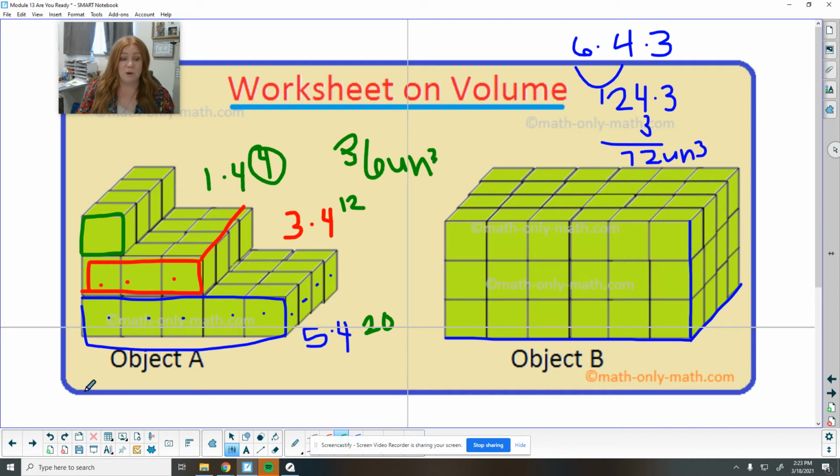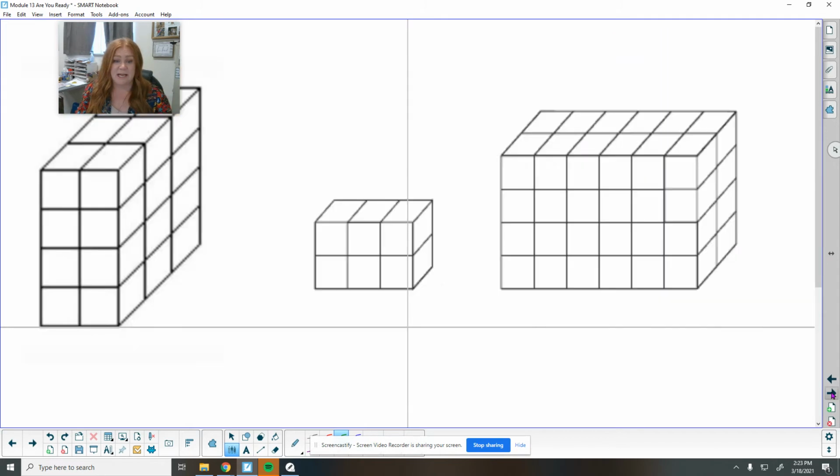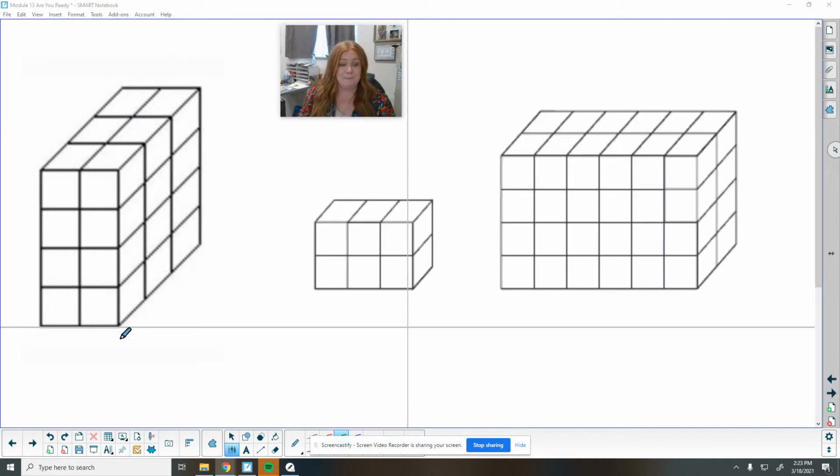Now, one thing we don't want to do is just count the cubes, because we'll miss these cubes that are underneath here supporting them. So we want to use our mathematical reasoning and find each level. So let's try these ones here. Remember, we are doing length times width times height. So this length is 2.